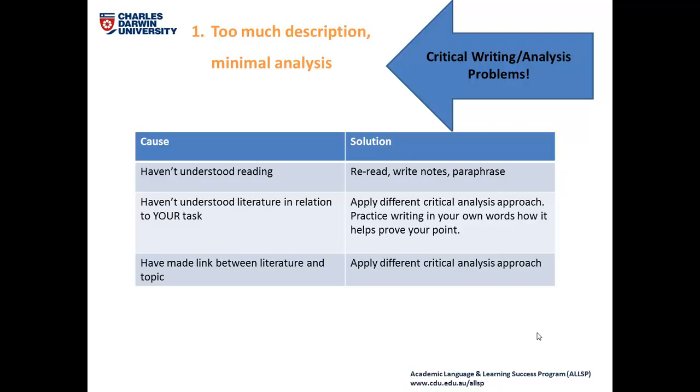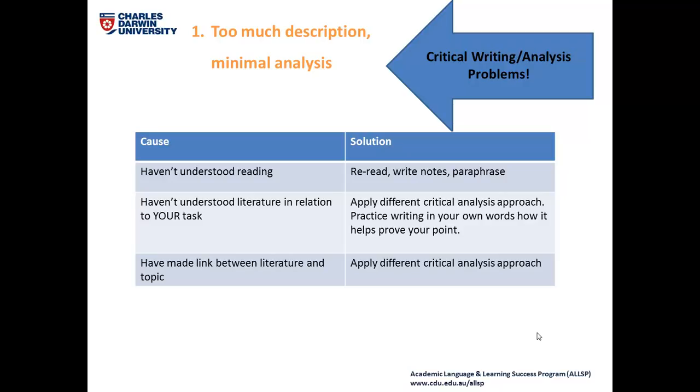Most likely, it may be also that you've read the reading but you haven't understood it and understood how that links to your topic and links to proving what you've been set out to prove in your thesis statement. Okay? Maybe you need to reread that reading a number of times, write notes on it, practice paraphrasing it, linking it to your topic, and then referencing. Maybe the literature isn't relevant to your task, okay? Maybe you have asked the wrong question of the literature. What's your purpose for reading that reading, okay? Try and apply different approaches and practice writing it in your own words to start linking it to proving your point.